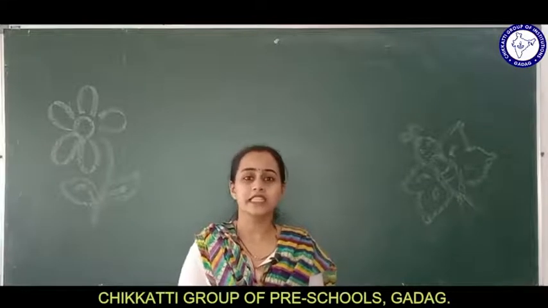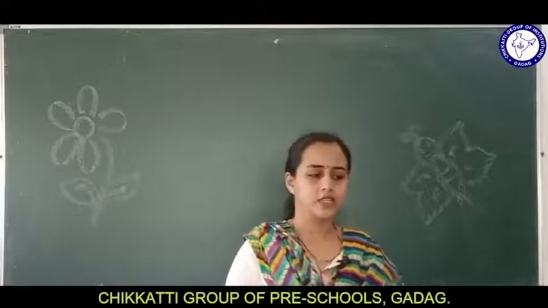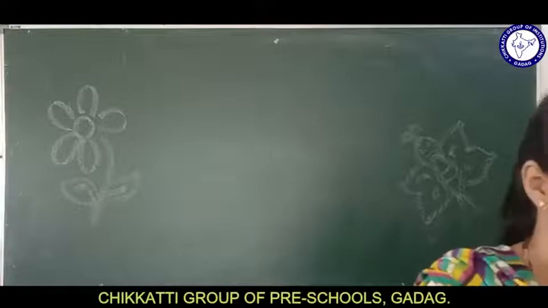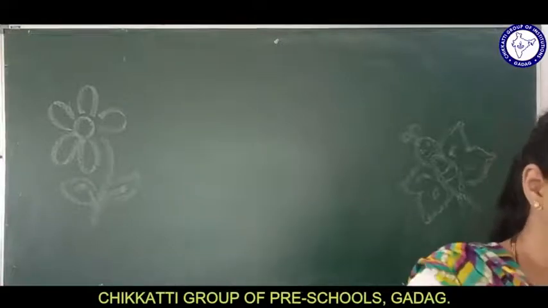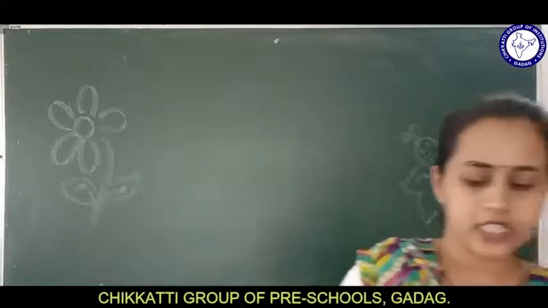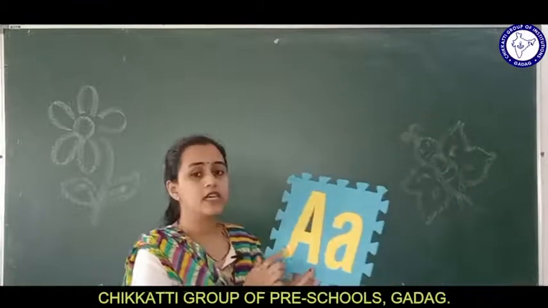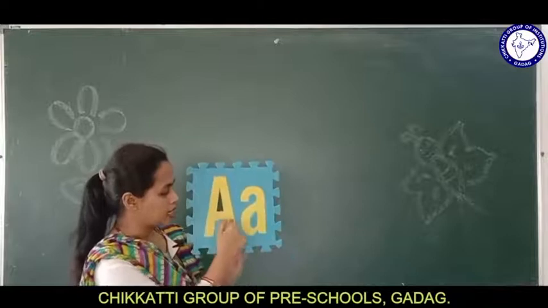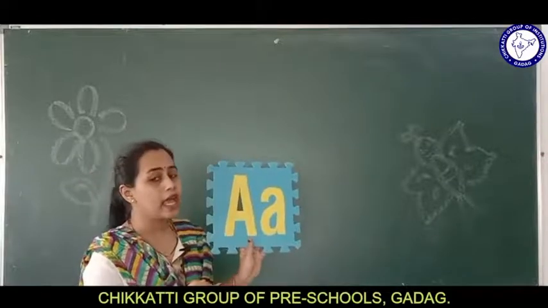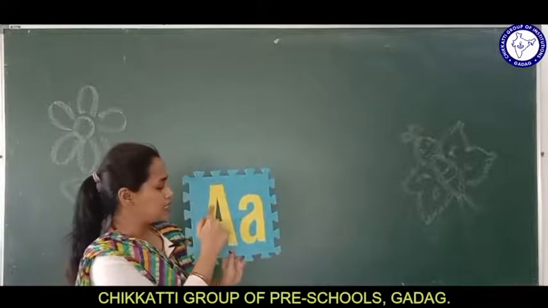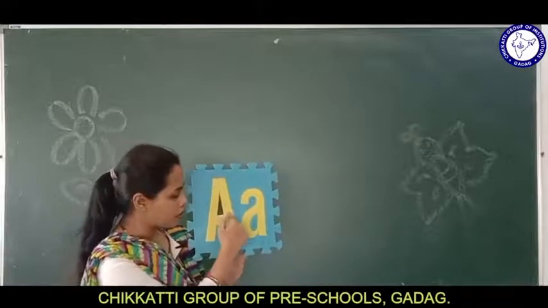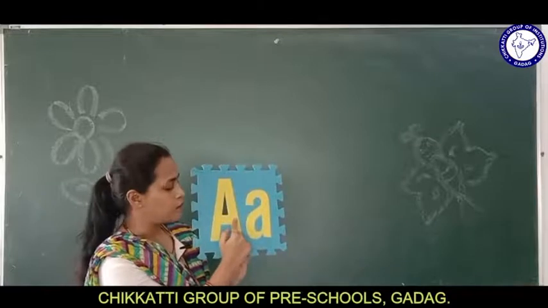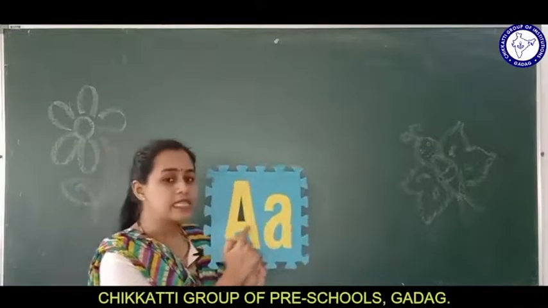Here we'll start with what? Capital A. Can you tell me what this is? It's a capital A, right? How to write this capital A? A slant from up to down, and here you have to put a sleeping line.